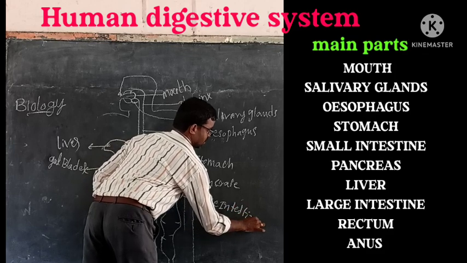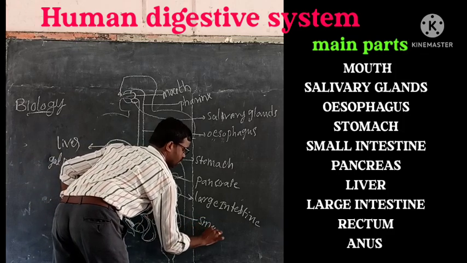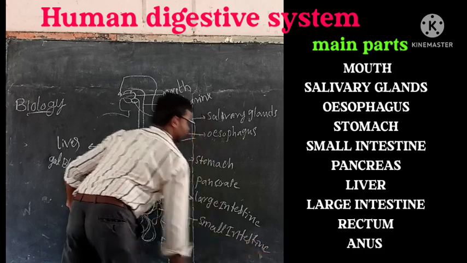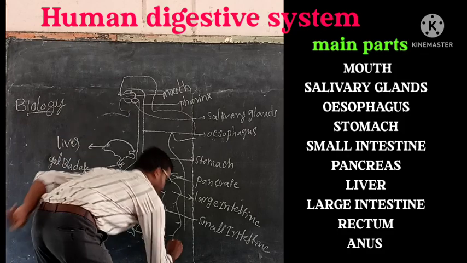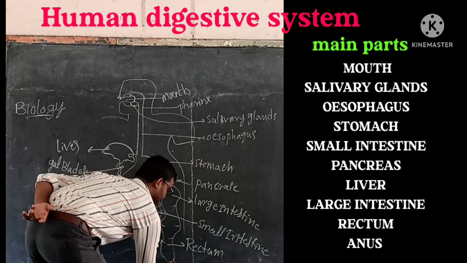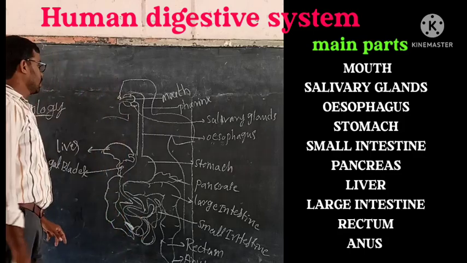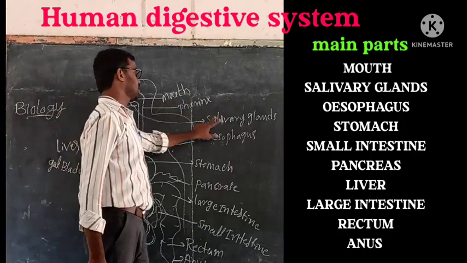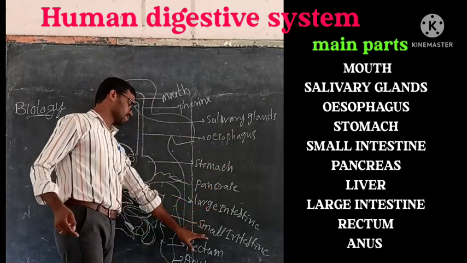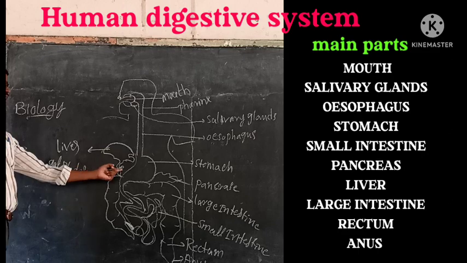Intestine. This is called the small intestine. And the rectum. Once again, rectum. Okay, first the mouth, second the pharynx, salivary glands, esophagus, stomach, pancreas, large intestine, small intestine, rectum, anus. And also we have seen the liver and gallbladder.